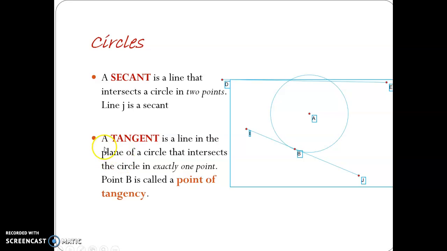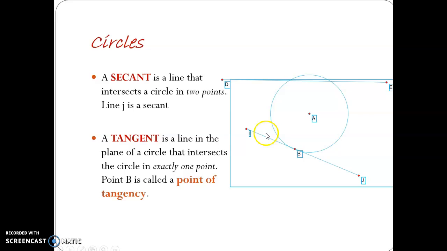if it has two, that makes it a chord. A tangent is a line in the plane of a circle that intersects the circle in exactly one point. Point B is called a point of tangency. So if we look right here, we can see that this line does not go inside the circle. It just kind of swings on by the circle, intersects it at point B, and then keeps on going.